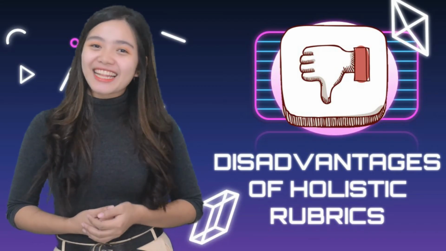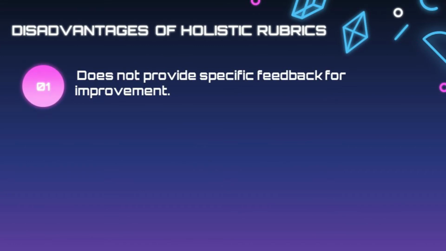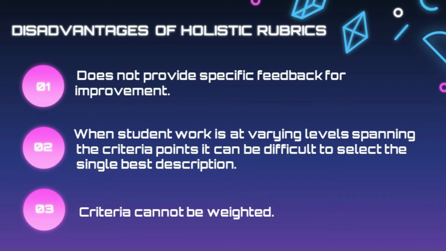What are the disadvantages of holistic rubrics? First, do not provide specific feedback for improvement. Second, when student work is at varying levels spanning the criteria points, it can be difficult to select the single best description. And lastly, criteria cannot be weighted.